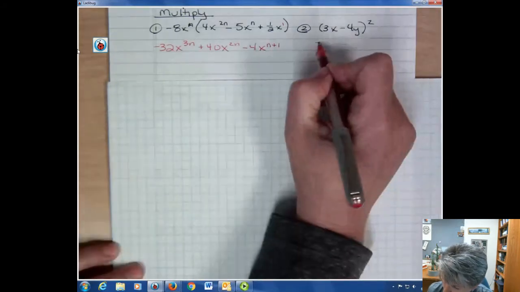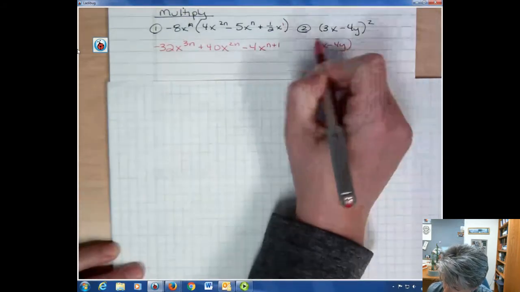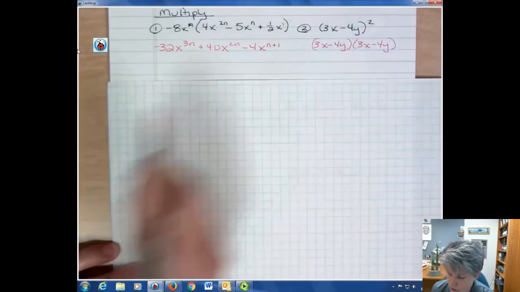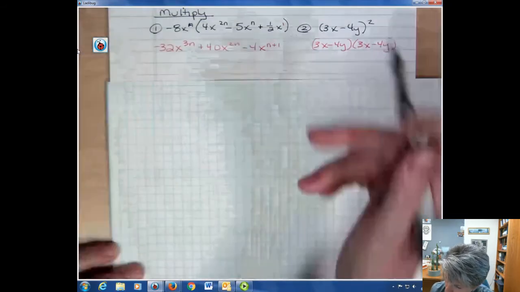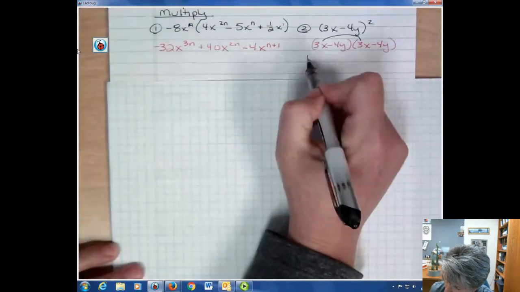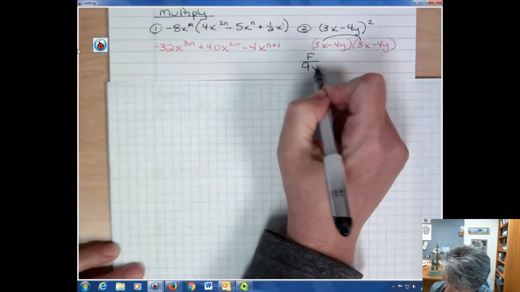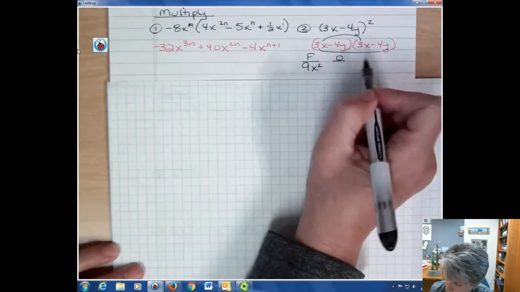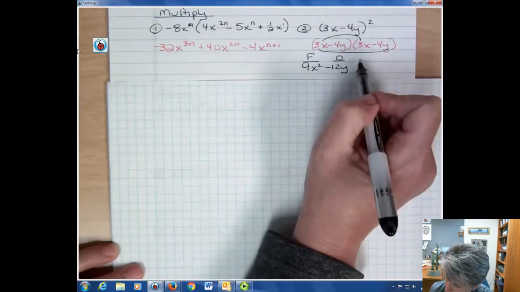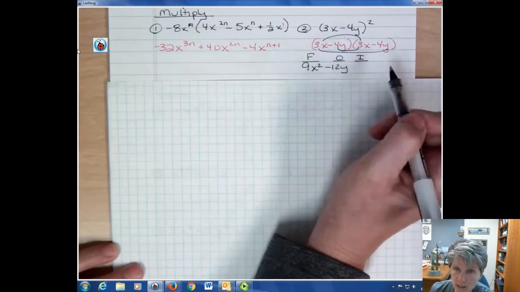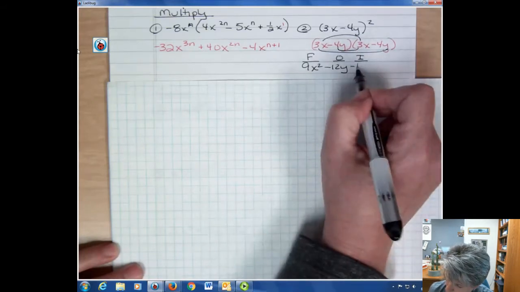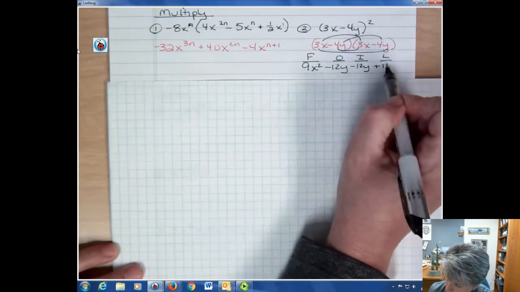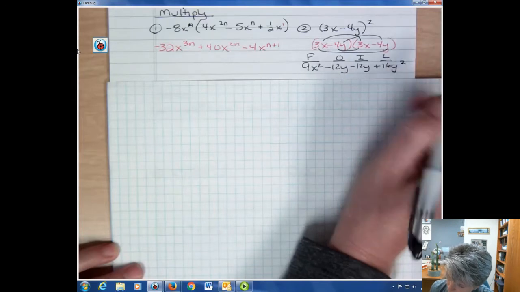Just remember here, when you're doing something to the second power, that's actually a FOIL problem. There is a shortcut, but I'm just going to do it out the long way. We have F, which is 3x times 3x, or 9x squared. We have O, which are the outside terms, 3x times negative 4y, negative 12y. We have I, negative 4y times 3x is negative 12y. And then we have L, which is negative 4y times negative 4y, or positive 16y squared.